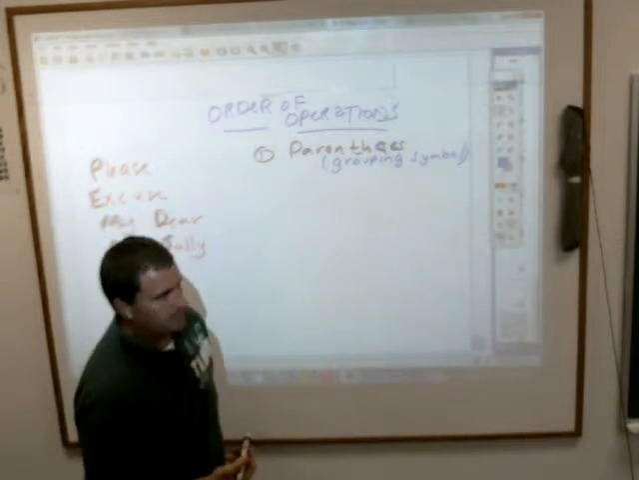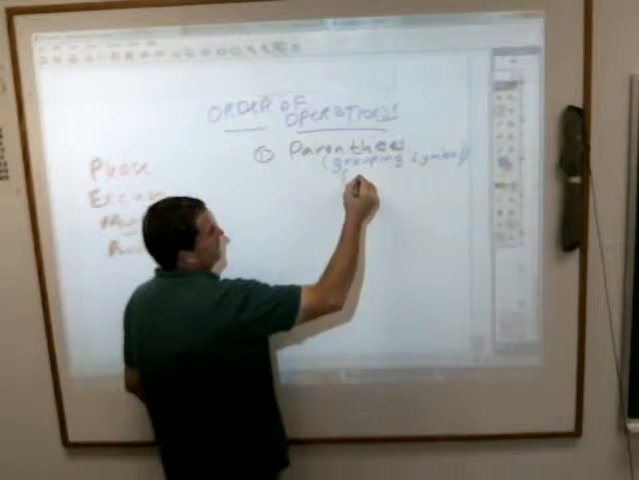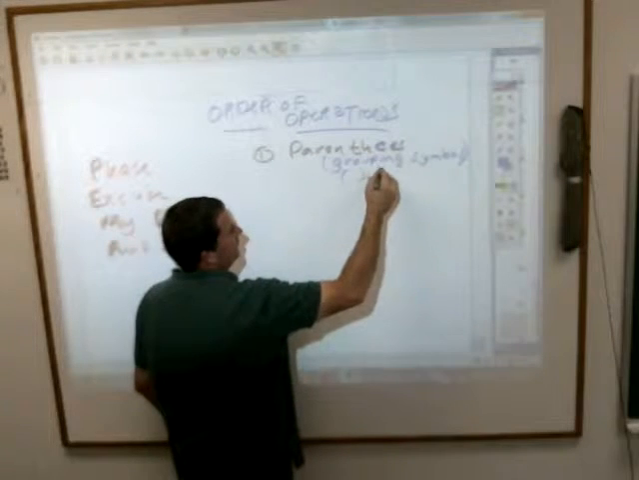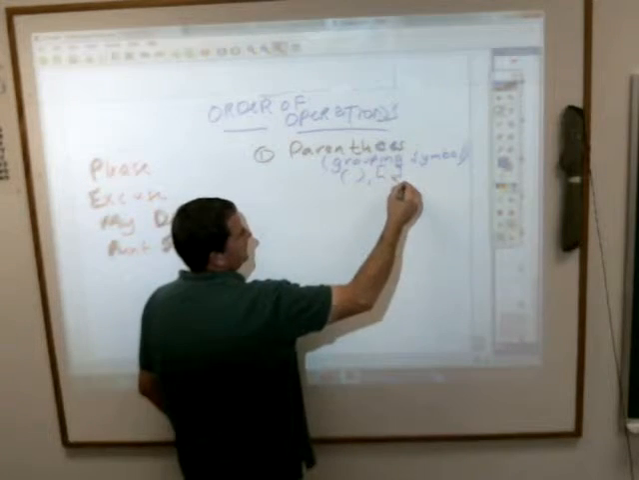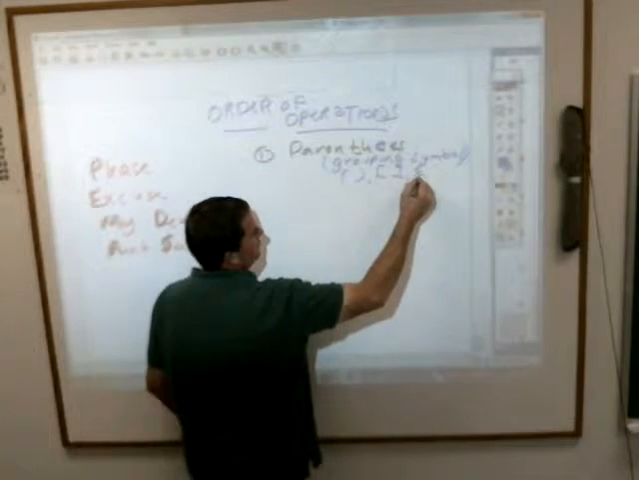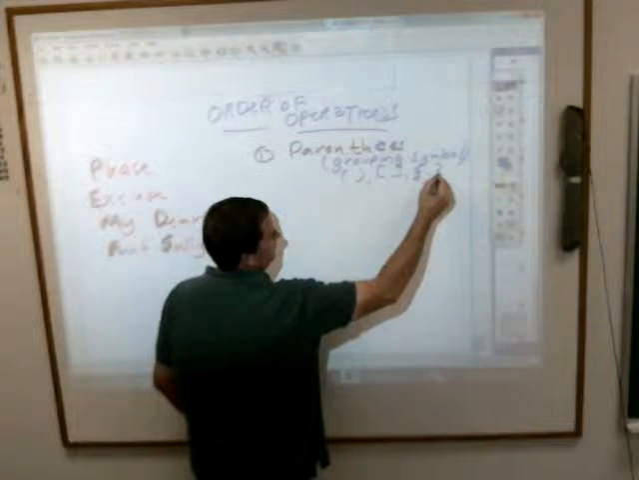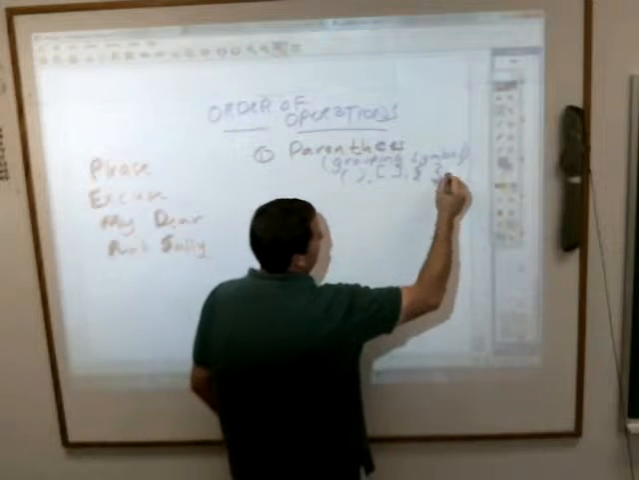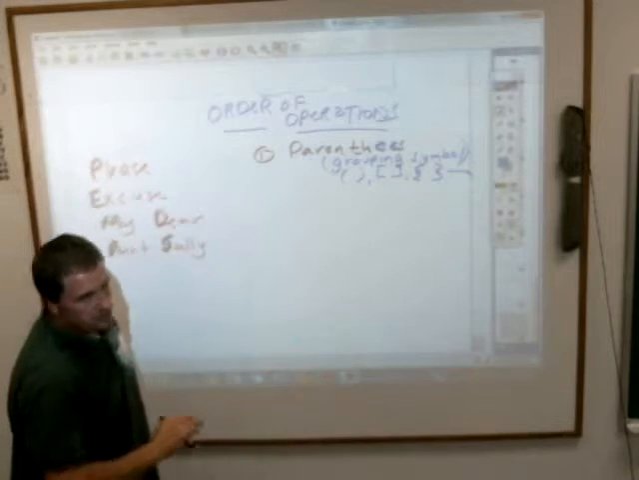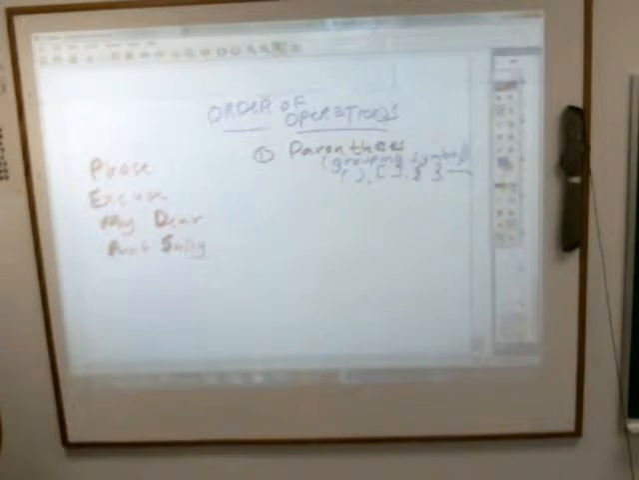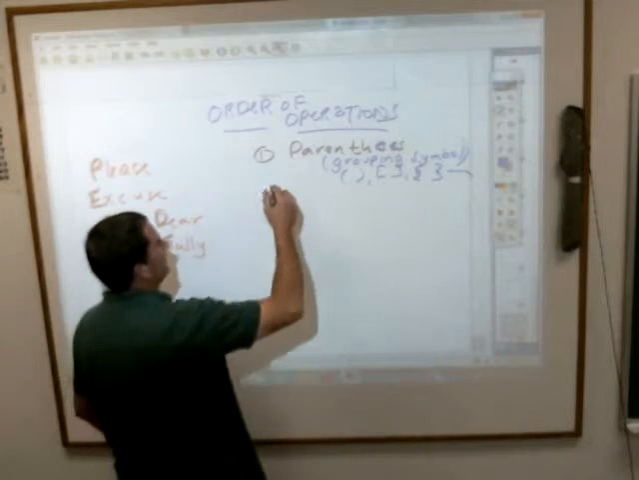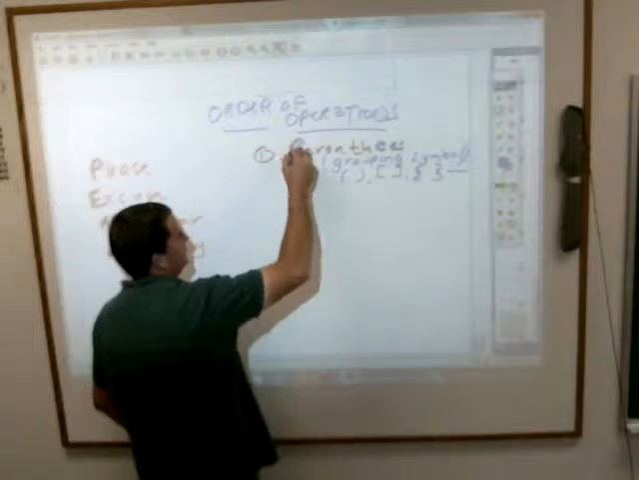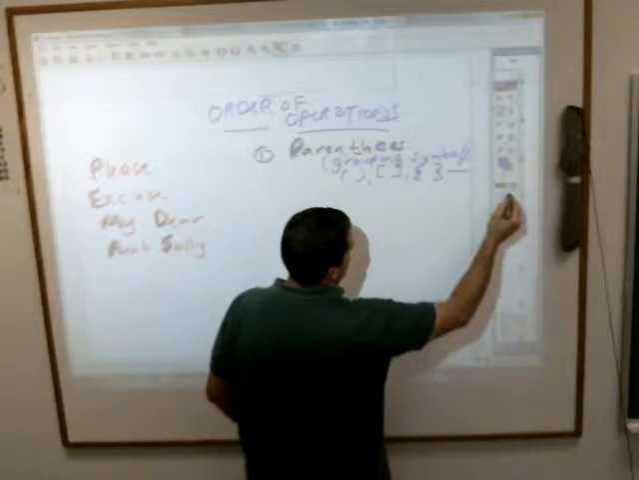We have a bunch of different types of grouping symbols. You have parentheses as one type, you have brackets, and you have my favorite, which is the brace, kind of this little curly looking thing. Those are also grouping symbols. By the way, a fraction bar, or slash line, is also a grouping symbol. Those need to be done first, but for all intents and purposes right now, we're just going to say parentheses and that'll get us there.